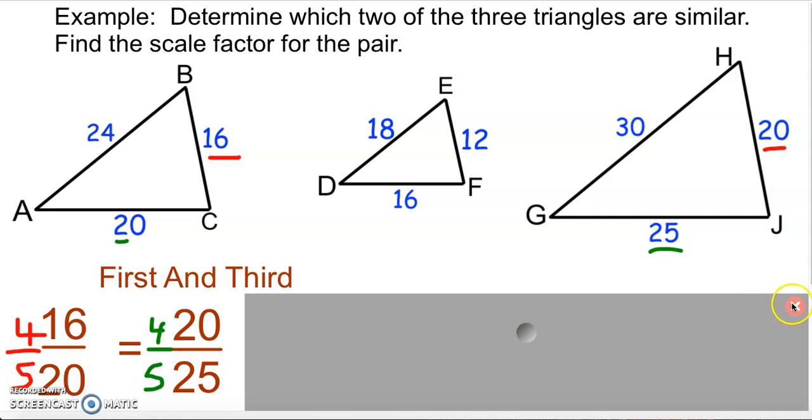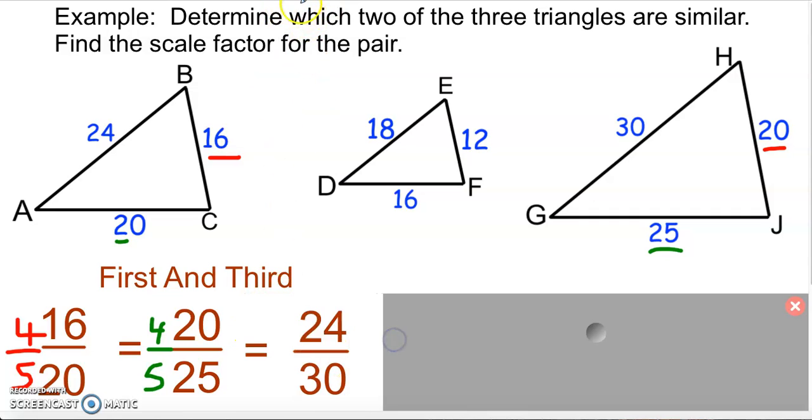I check and see whether or not I've got more going on here. So I have to check the third side length. So the third side length, the longest one, is 24 and 30. And here I can factor out a 6. 24 is 4 times 6, and 30 is 5 times 6. So I factor a 6 out of both of those, and I now have a matching set of ratios.